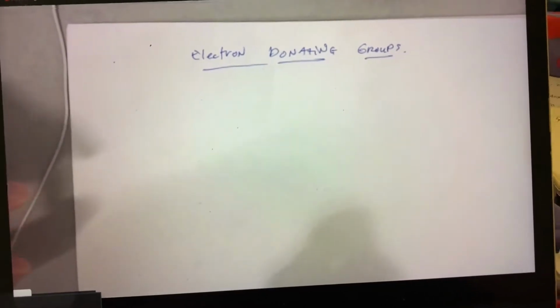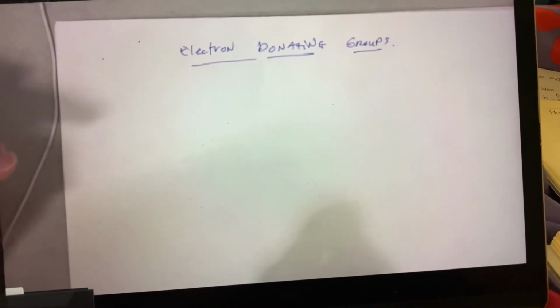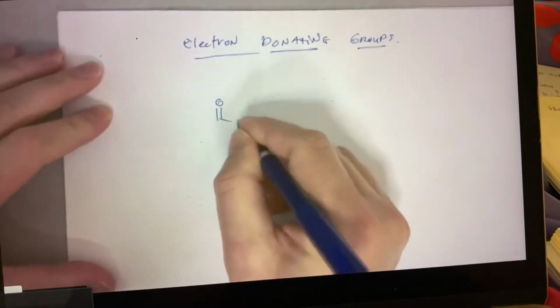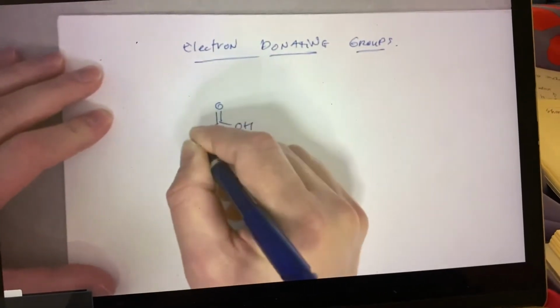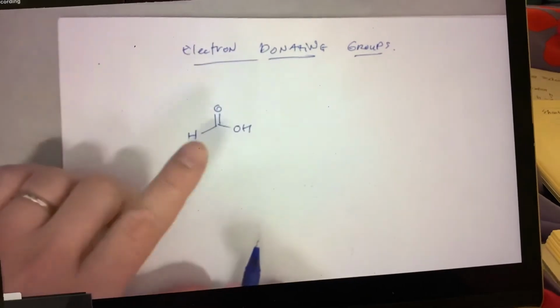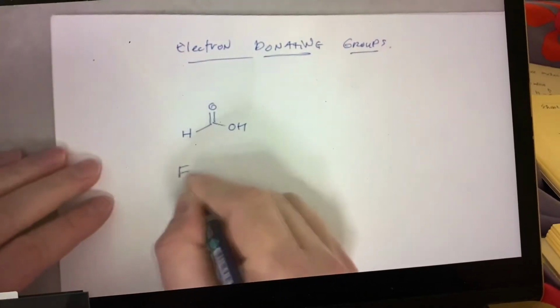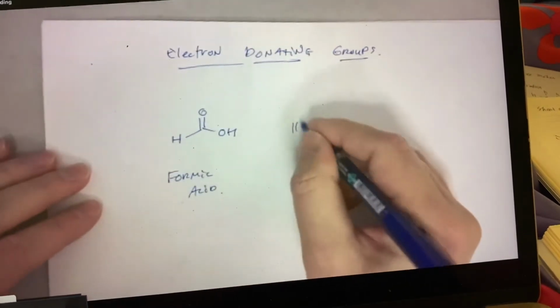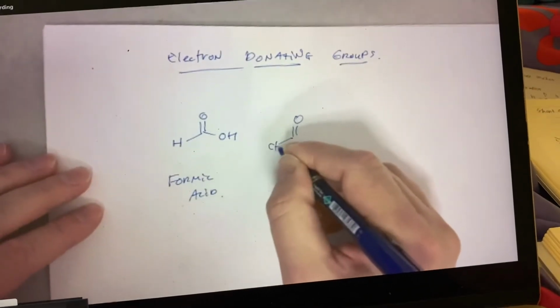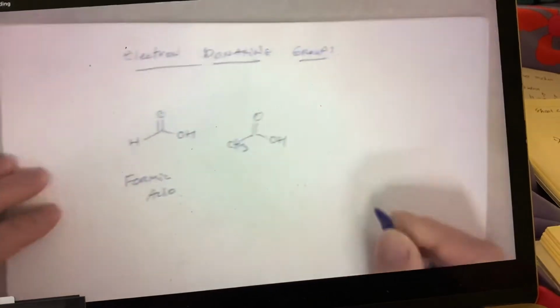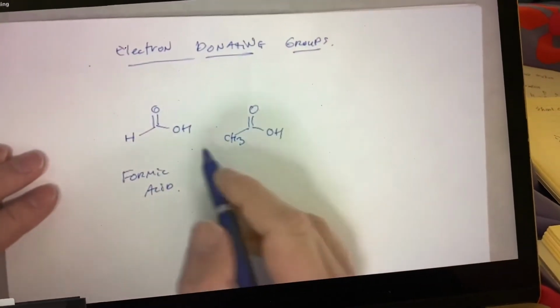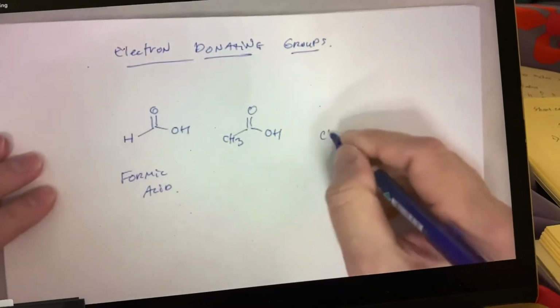Let's actually look at 3 carboxylic acids again. I'm going to change them just a little bit. This particular compound is called formic acid. Don't need to know its name. Acetic acid, you should know its name. We've talked about it so much. And propionic acid. So this might be called ethanoic acid, methanoic acid, propionic acid.